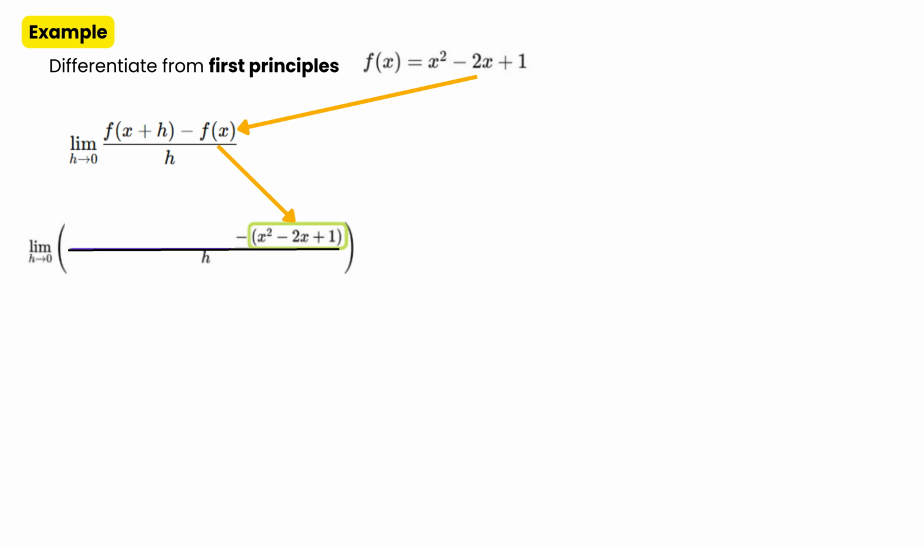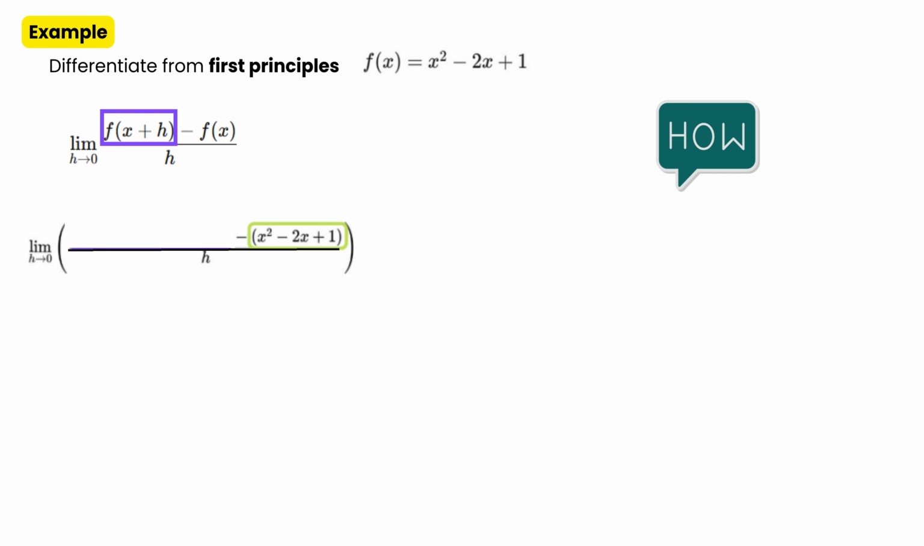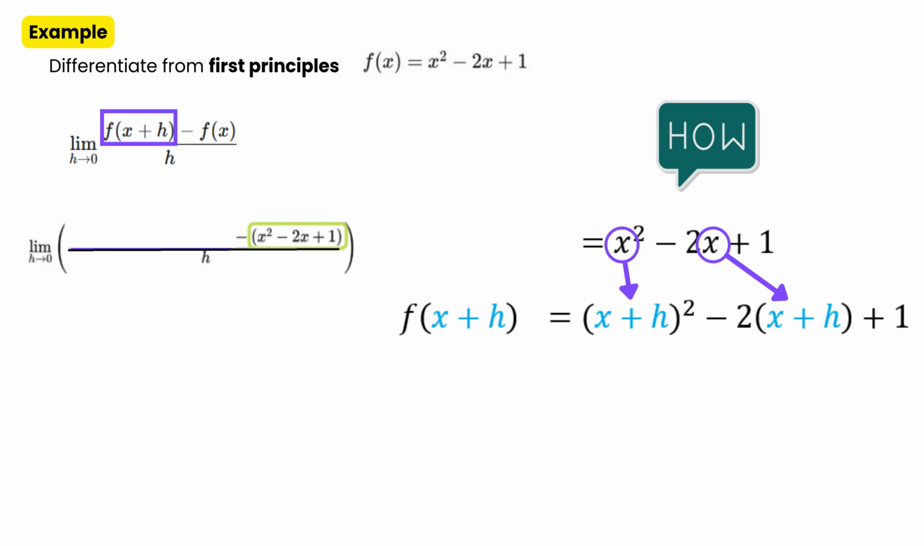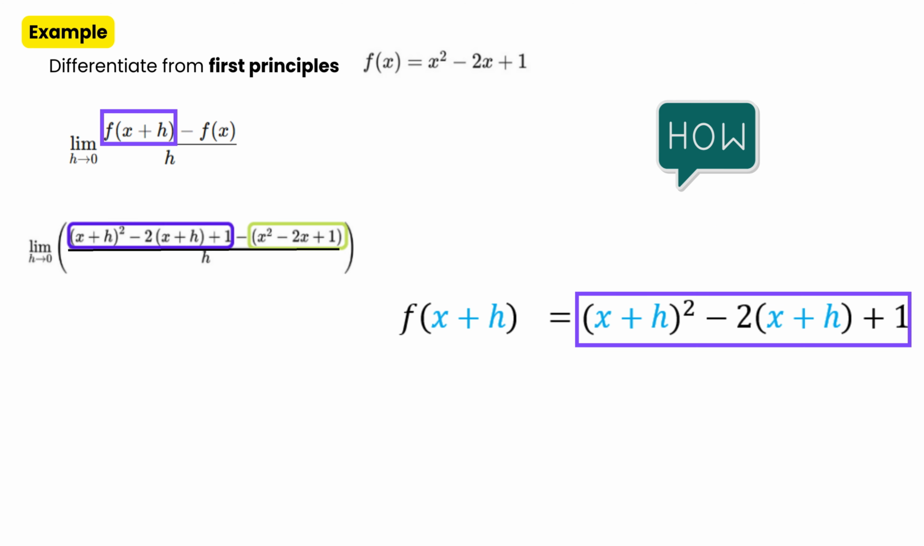The second thing we need is f of x plus h. So how do we find that? Well, here's the trick. In function notation, whatever's inside the brackets gets dropped into every x in the original formula. Wherever there's an x, we now just drop in x plus h. Everything else stays exactly the same. Now we just plug that answer into our limit formula.